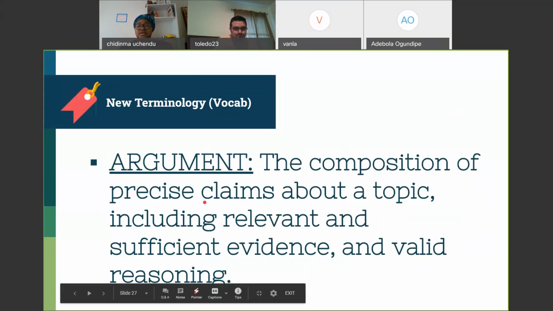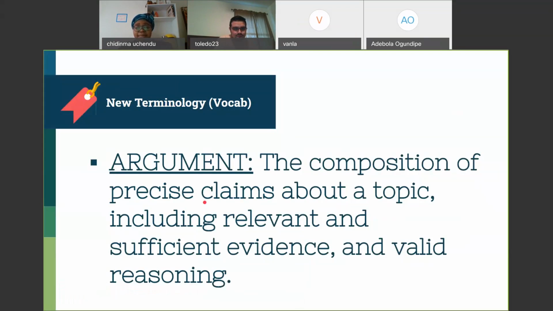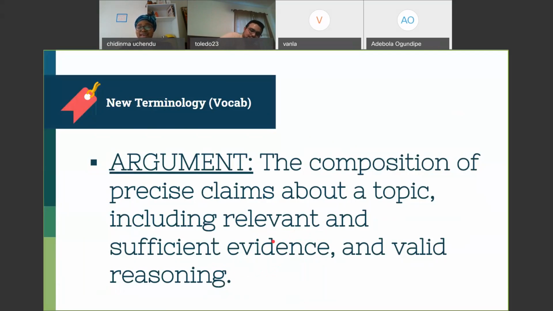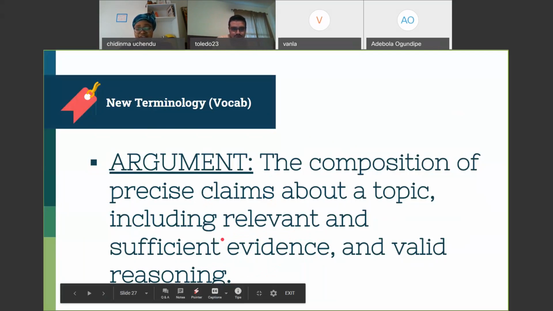So, an argument is the combination of your claim, which is your belief, what you believe about the situation, and evidence. Okay? So, an argument is a combination of your claim, which is what you think, and evidence. Not just any evidence, but sufficient. Sufficient means enough evidence, okay? That is what an argument is. Think of it like a debate.